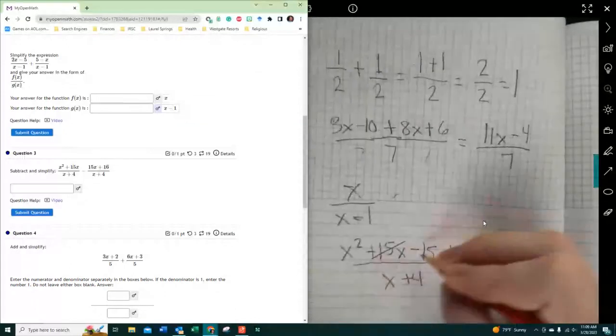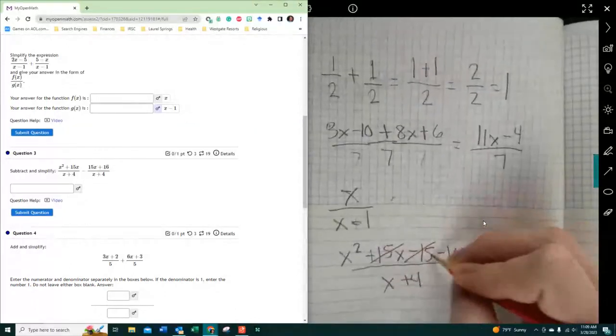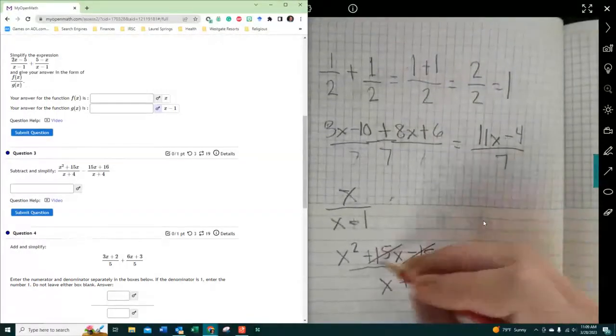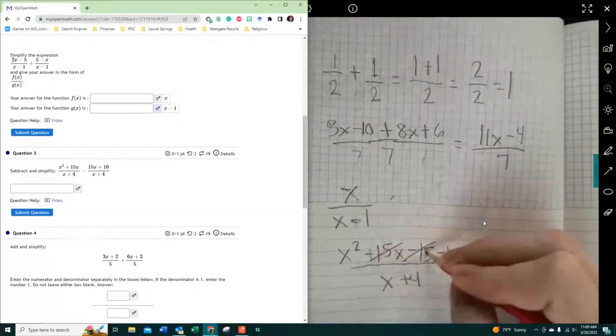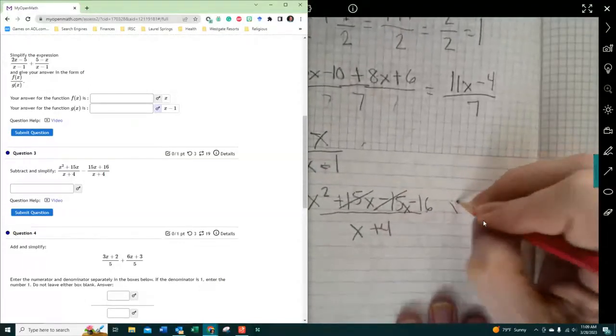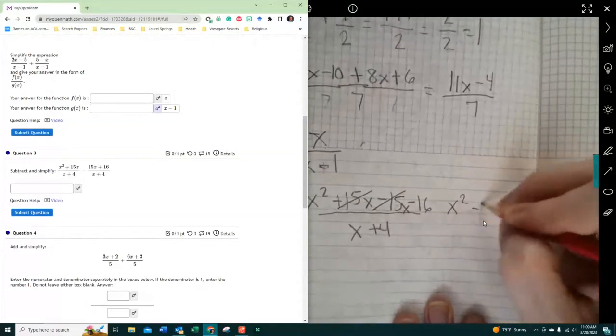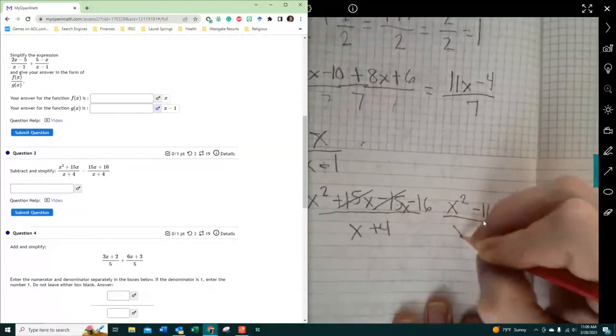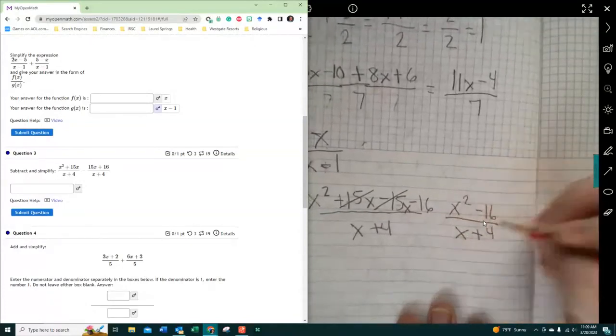You're going to go ahead and wipe these out, because this is a negative 15x and these will wipe each other out. And then you're left with x squared minus 16 over x plus 4.